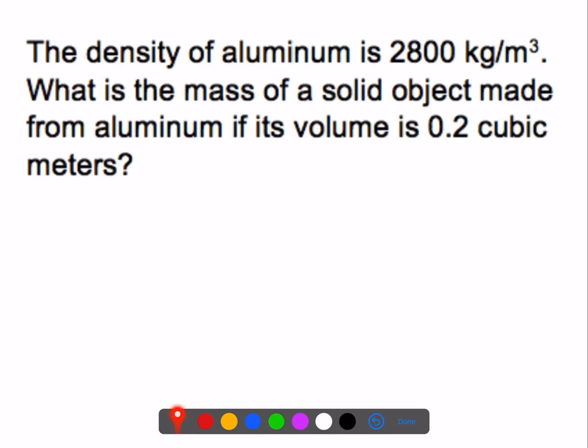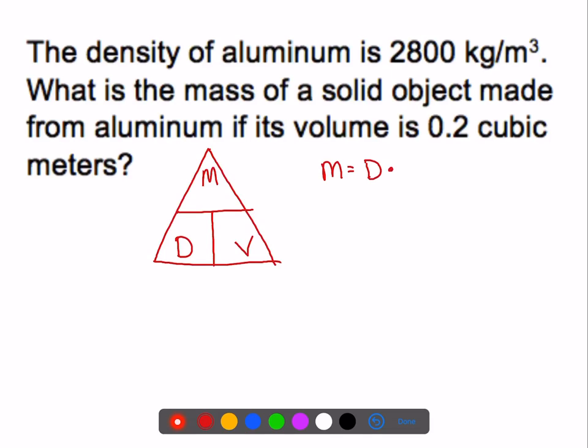All right. The density of aluminum is 2,800 kilograms per meter cubed. What is the mass of a solid object made from aluminum if its volume is 0.2 meters cubed? So if we recall, let's do our density. We recall that density is mass over volume. So we can use this. We want to find what the mass is. So I know that mass is equal to density times volume.